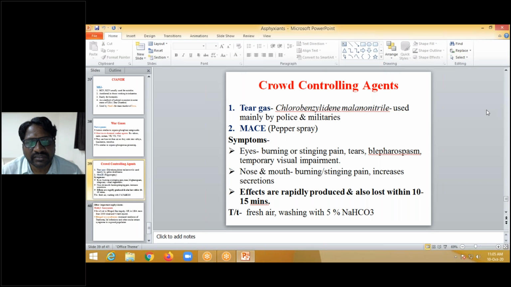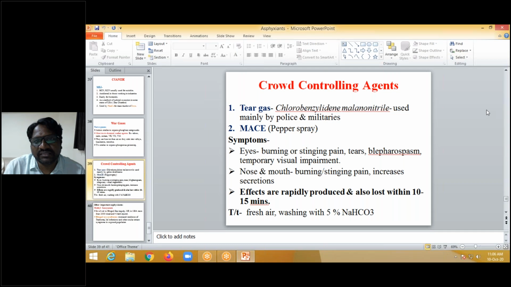Other symptoms: the nose and mouth have burning and stinging pain and increased secretions. The effects are produced rapidly and also last only 10 to 15 minutes. So by that, these are used to control crowds, and people facing sexual assault can spray the pepper spray and immediately escape from that area. Treatment is automatic: expose to fresh air, or wash with 5% sodium bicarbonate or with water. They can be easily treated and come back to the normal state.